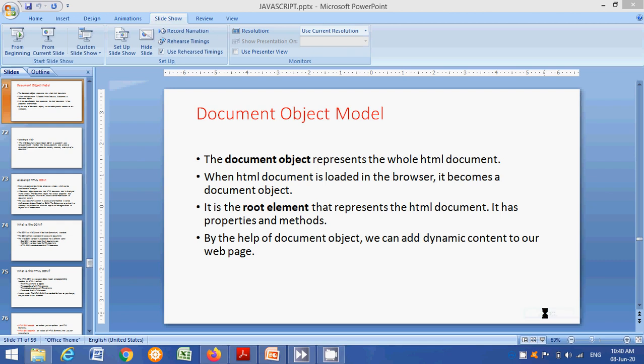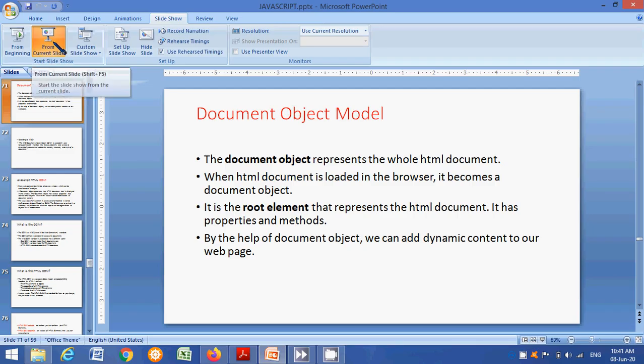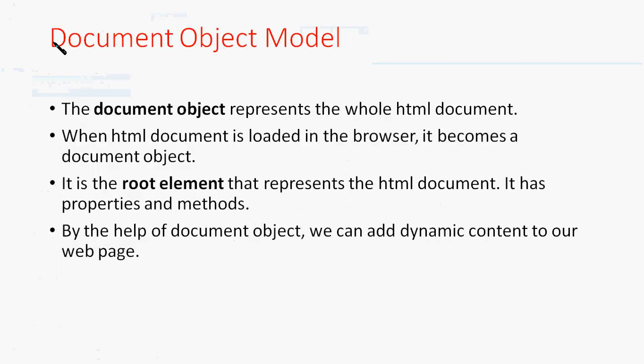So today in this video, I am explaining about your document object model or DOM. Document object means the HTML document, we call it a document object. When an HTML document is loaded in the browser, we call it a document object. It is actually the root element that represents the HTML document. This root element, that is this document object, has properties and methods. With the help of this document object, we can add dynamic content to our web page.